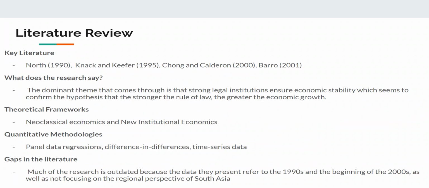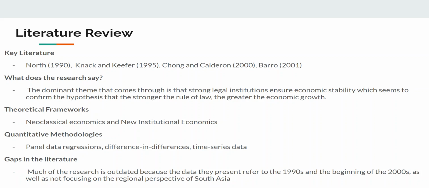Now, the key literature in this field belong to North, Nakan Kiefer, Chung and Calderon, and Barrow. What does this research say? The dominant theme that comes through is that strong legal institutions ensure economic stability, which seems to confirm the hypothesis that the stronger the rule of law, the greater the economic growth and economic development.